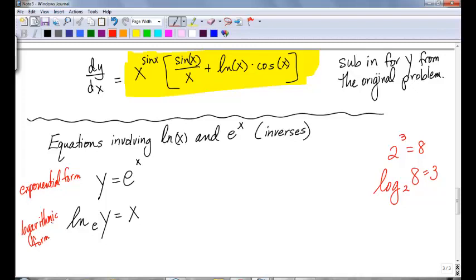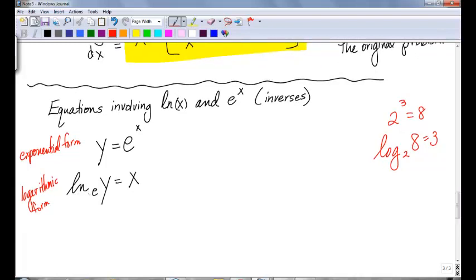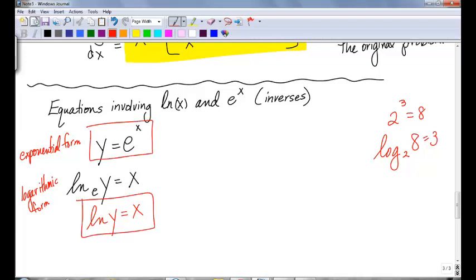Most of the time, they won't write down the e. They'll just say the natural log of y equals x. So this is exponential. This is logarithmic. They are inverses of each other.